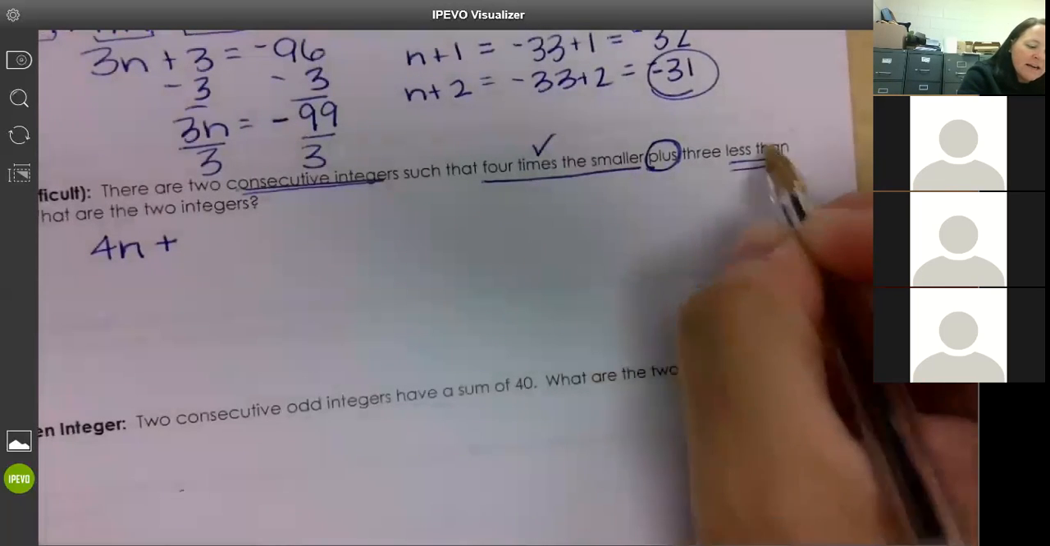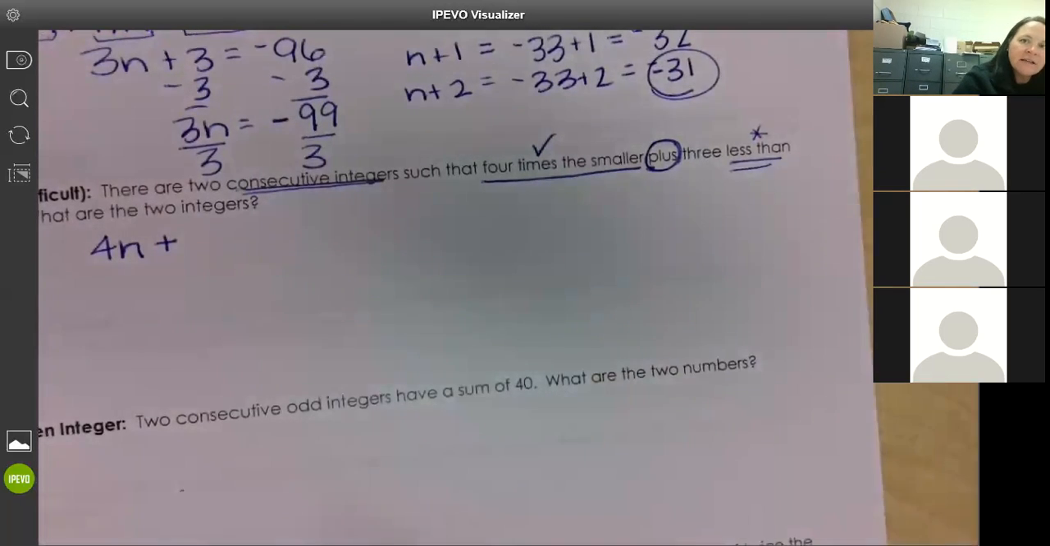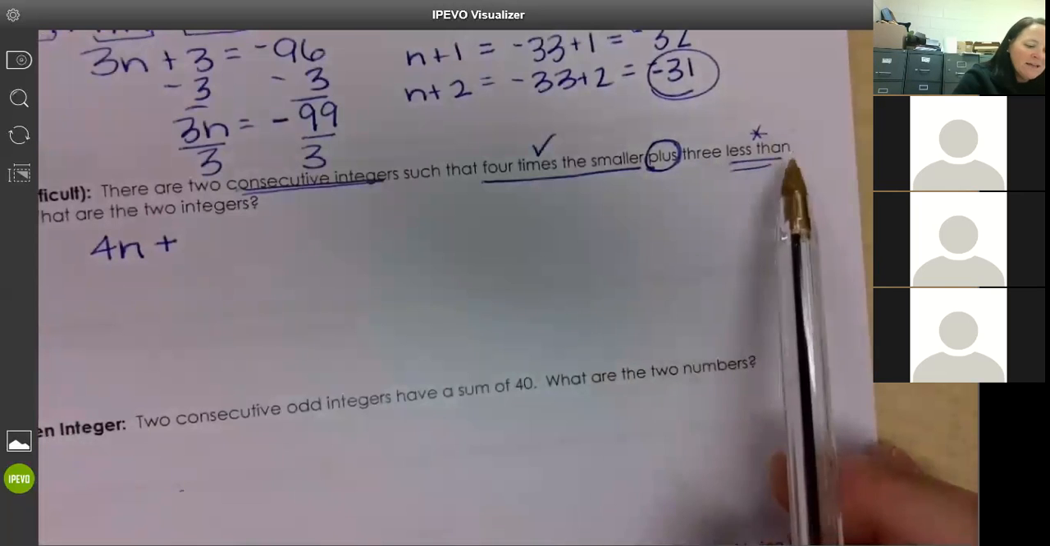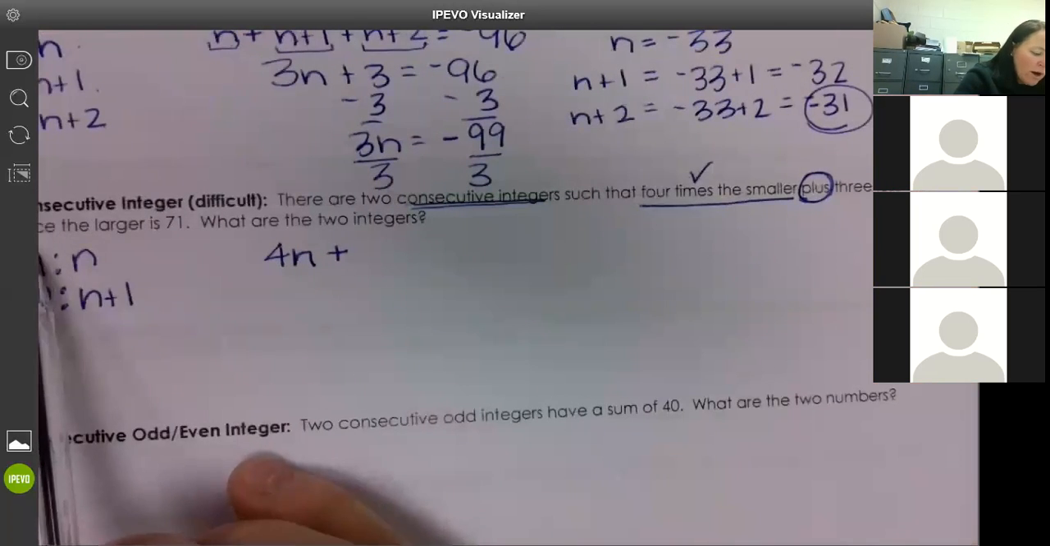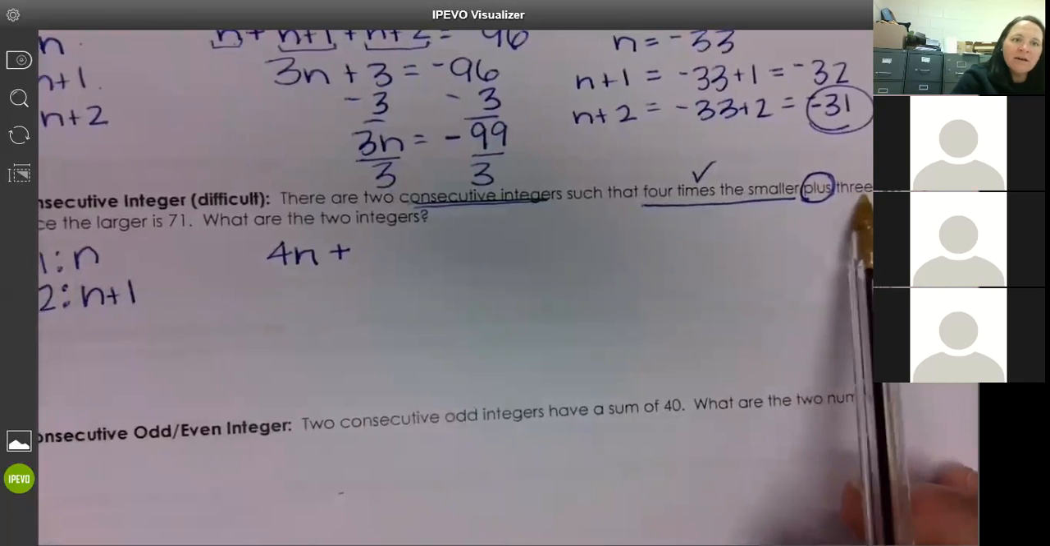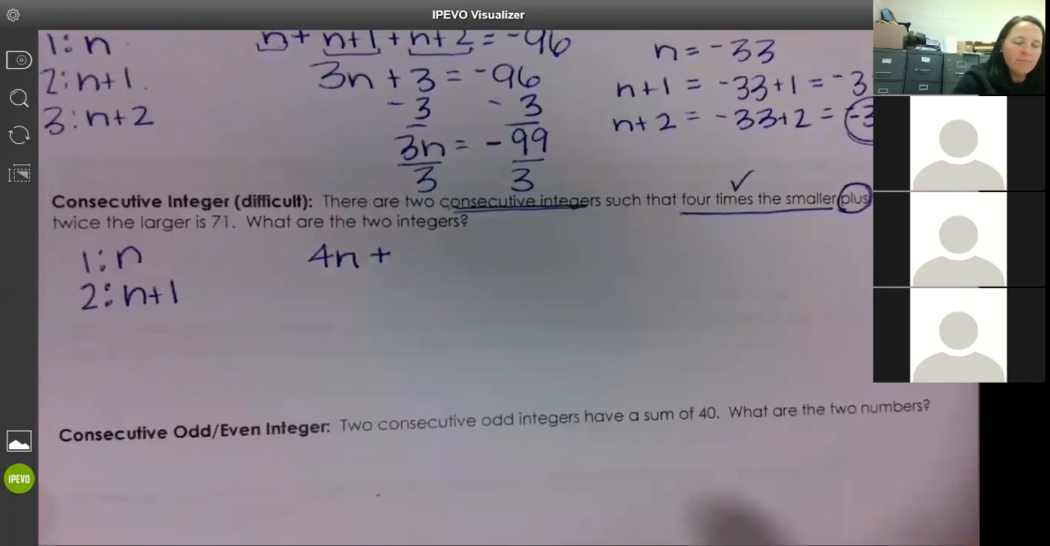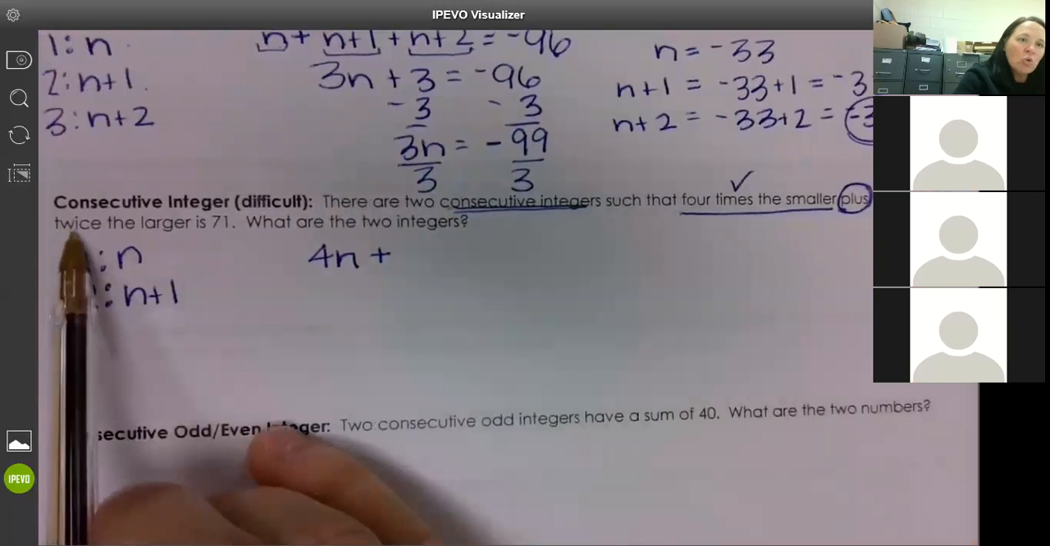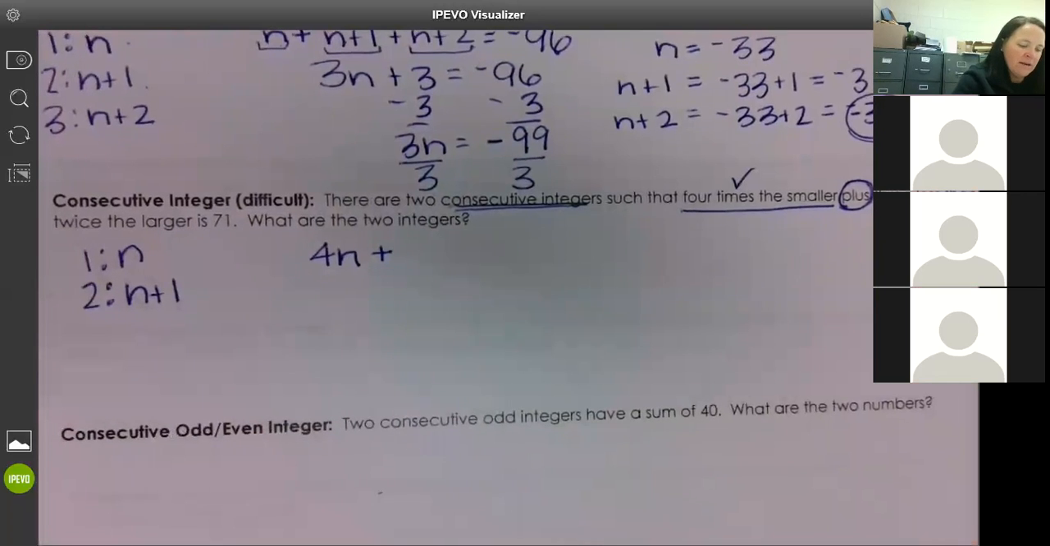And be careful. There's that less than I talked to you about, okay? 3 less than twice the larger. So when it's less than, that 3 has to go on the end. So we're going to hold off on that 3 for a minute. It says twice the larger. What does that mean? Twice the larger.